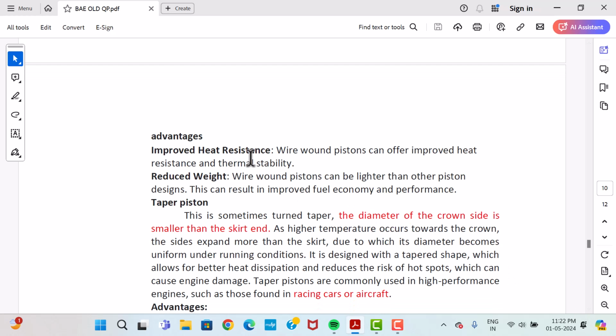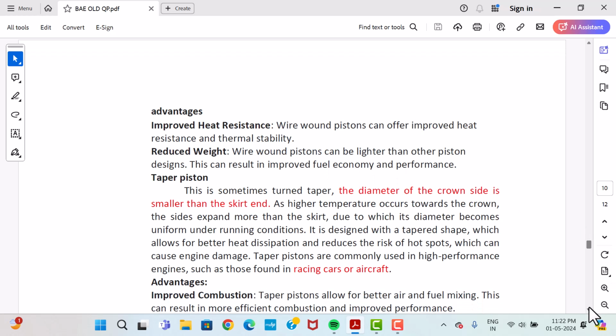Advantages: improved heat resistance. That means the heat transfer will be high. Wire-wound pistons can offer improved heat resistance and thermal stability because it is working under high temperature. Reduced weight: wire-wound pistons can be lighter than the other pistons designed. This can result in improved fuel economy and performance.